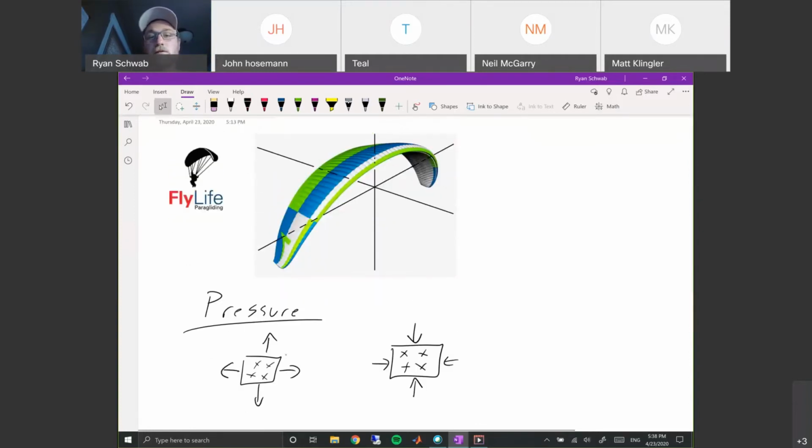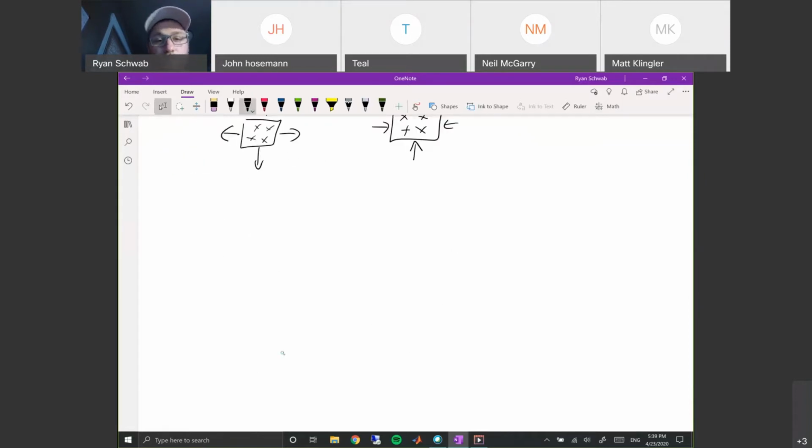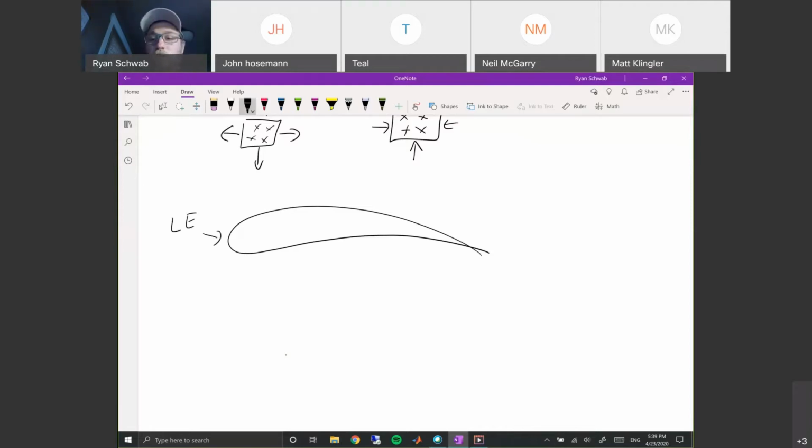And if we were to cut this thing along the chord, along this line, we end up seeing this shape that we call an airfoil. That's maybe a bad one. Out here in front would be our leading edge, the part of the wing that's penetrating forward into the air. On the back here would be our trailing edge, where our brake lines are connected.